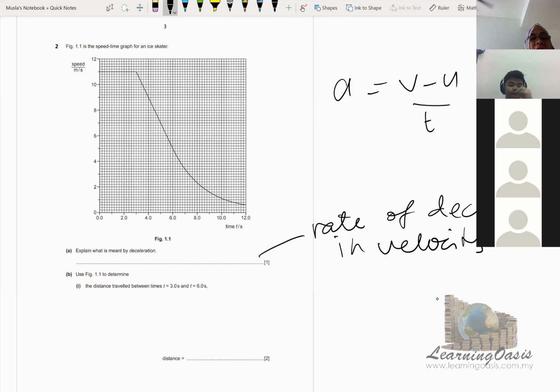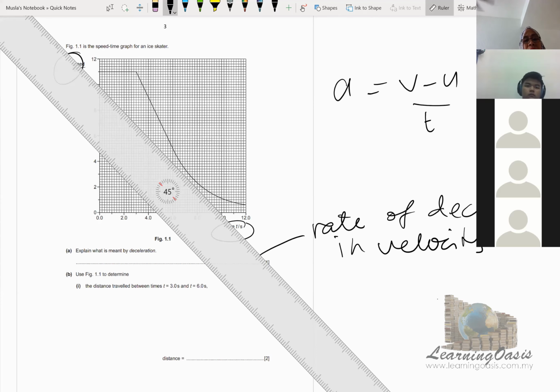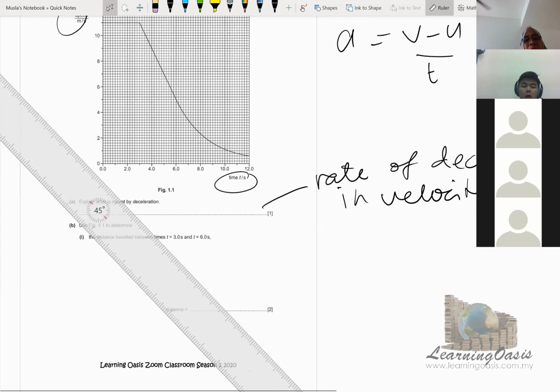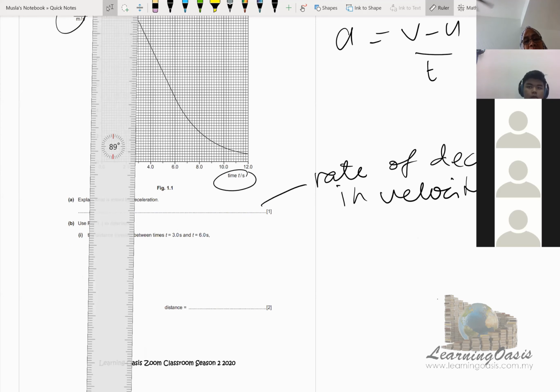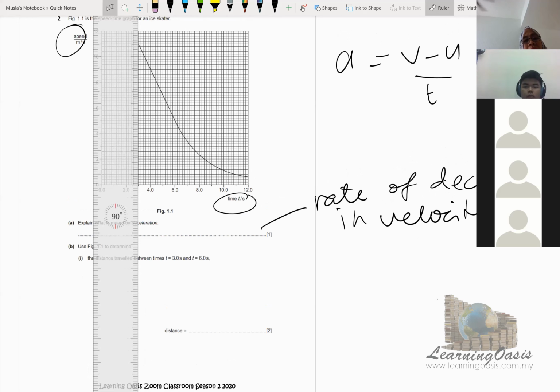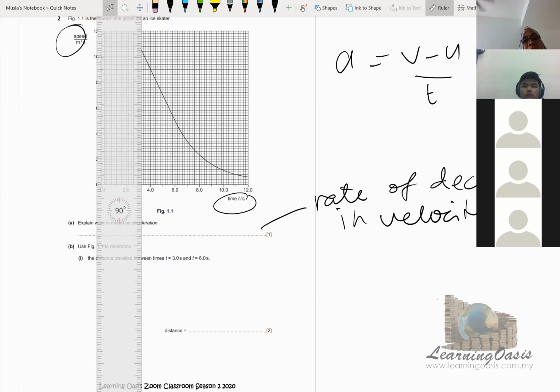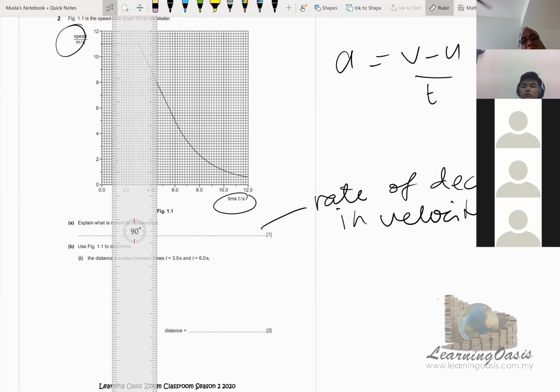Okay. Now, this is a speed-time graph. What are two things you can get from a speed-time graph? Gradient equals to? Acceleration. And area under the graph equals to? Distance. Okay. So now the distance travelled between t equals 3 and t equals 6. So what's the answer? 24 meters. So t equals 3 is 11. And then t equals 6 is how much? 5.